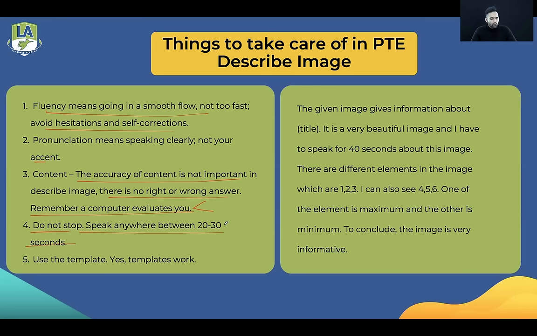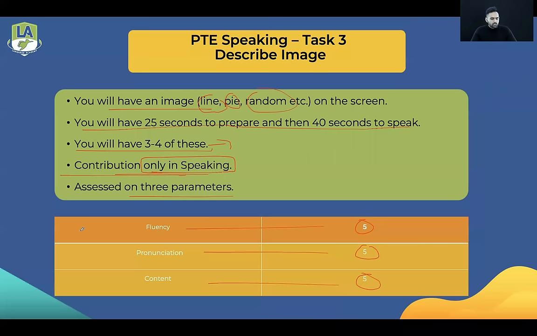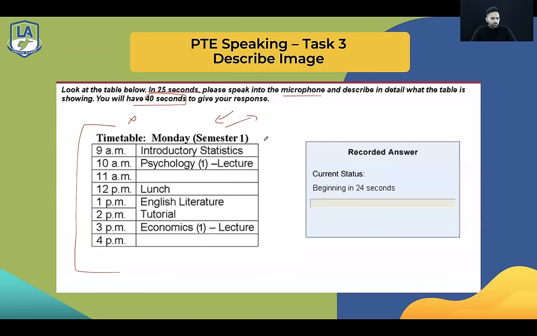I don't really want you to go exact 40 seconds. You can speak anywhere between 20 to 30 seconds. Satisfy the requirements. Satisfy fluency. How will you do that? Speaking fluently, no hesitations. Satisfy pronunciation. Speak clearly. Content: speak a few keywords from the image. Don't try to cover everything.